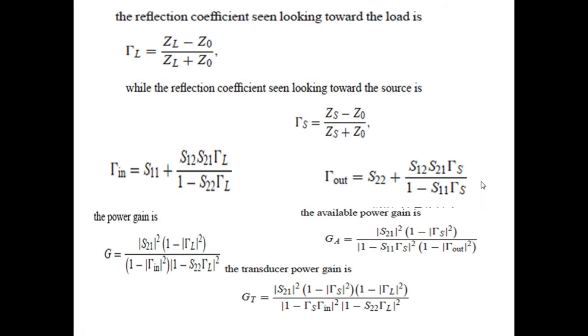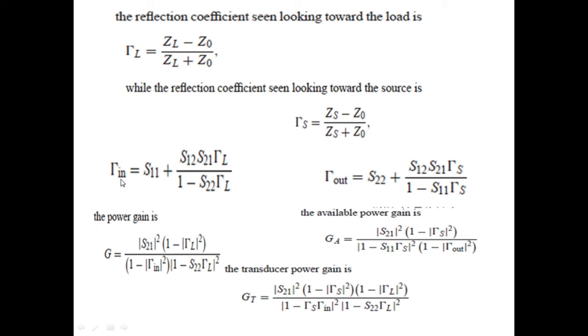Apart from these, there are some formulas you should remember. The first one is gamma L, which is the reflection coefficient seen looking towards the load side. Gamma L equals ZL minus Z0 divided by ZL plus Z0. Similarly, gamma S is the reflection coefficient towards the source side, looking towards the source: ZS minus Z0 divided by ZS plus Z0. MCQs will sometimes ask for gamma L, otherwise gamma S. So when you remember the formula, you can solve the small problem.